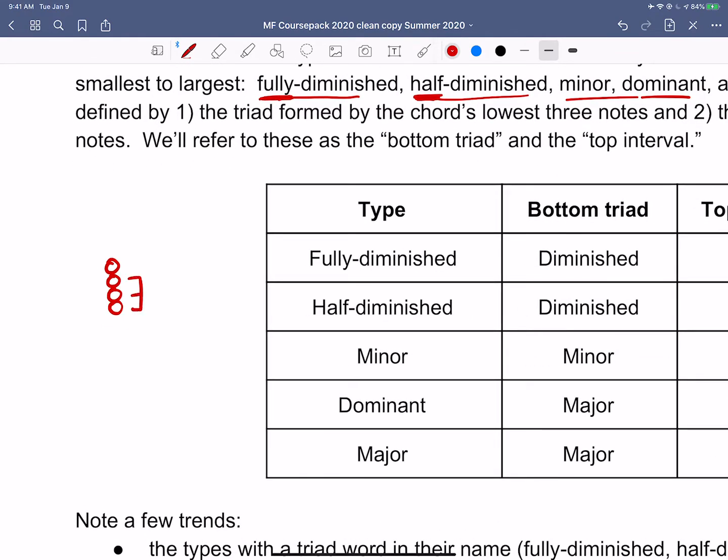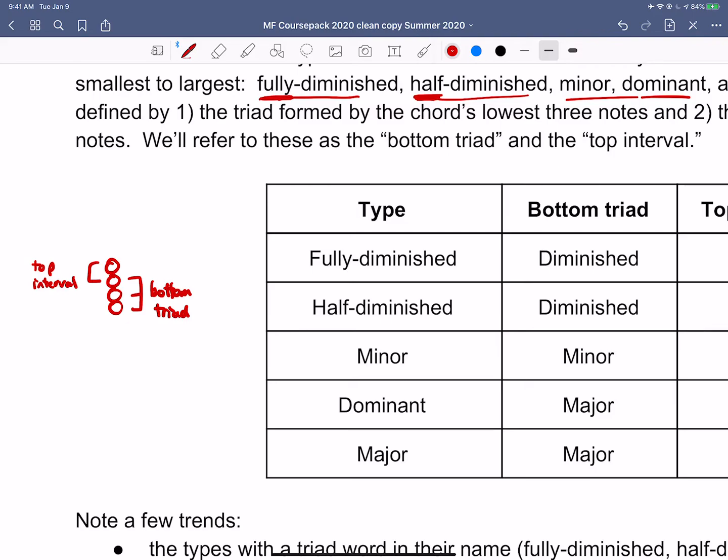Remember that seventh chords are just like triads, except they have one note added on top. So this is what we're going to be calling the bottom triad. Those 3 notes together. And then on top, I just refer to this in the chart as the top interval. That is, from the 5th to the 7th of the chord, there is some kind of interval.